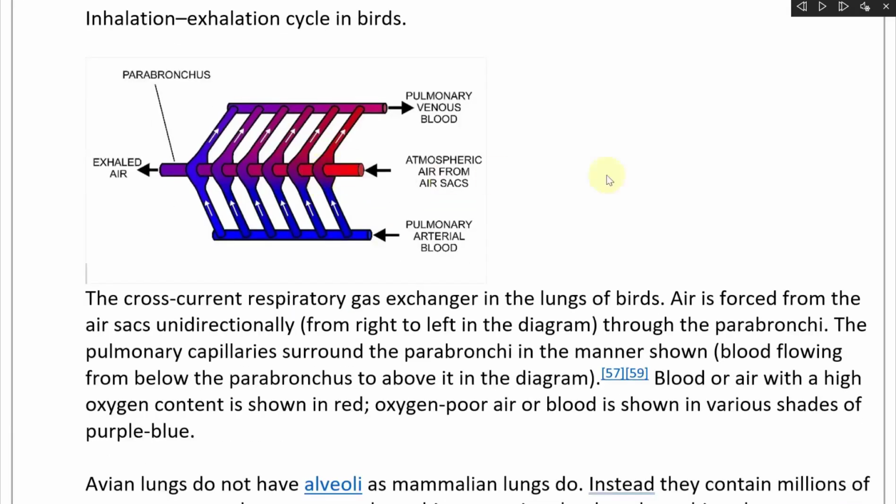All right, fascinating stuff. And then going over here, blood or air with a high oxygen content is shown in red, and oxygen-poor air or blood is shown in various shades of purple and blue. All right, very interesting.